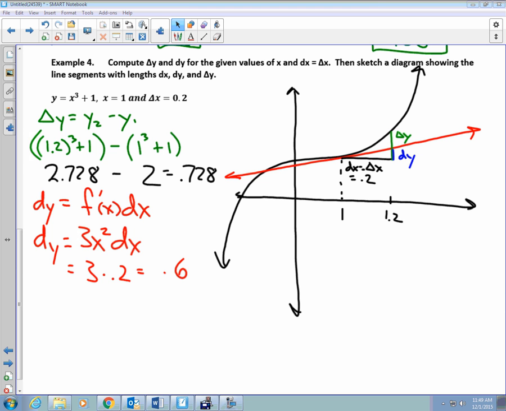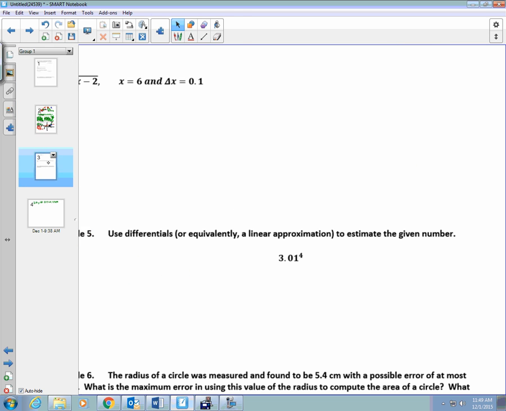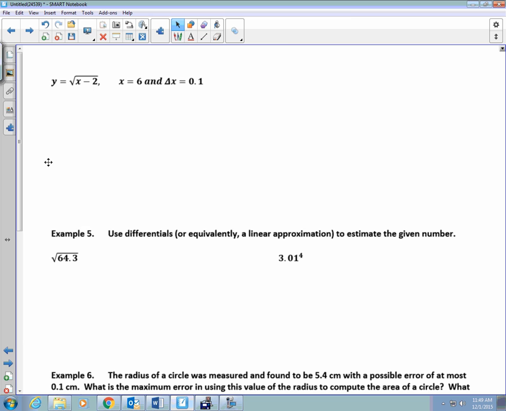Yes? All right, flip it over. Let's do another one. What does that graph look like?